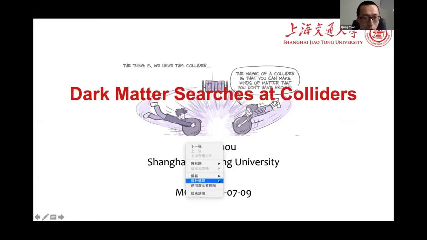Okay, so the talk of Dr. Zhou is about the dark matter search at colliders. So please go ahead.